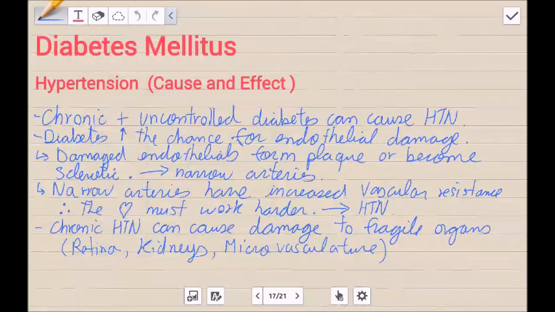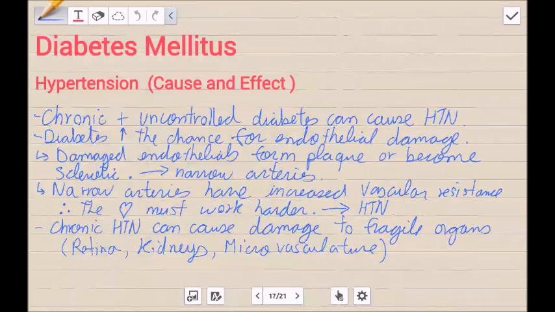Once there's damage, the body will try to repair it, but then plaque can bind to that, right? And once there's plaque, the arteries can become narrow and hardened, sclerotic. So when you have a narrow and hard artery, you have a lot of vascular resistance, and therefore the heart is going to work harder to bypass that extra resistance in your artery, leading to an elevated blood pressure in the patients.